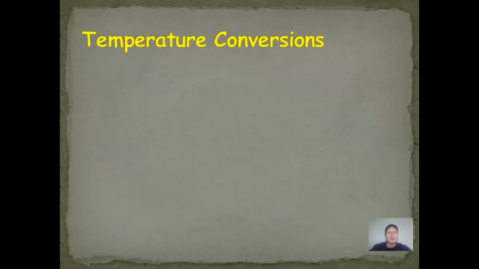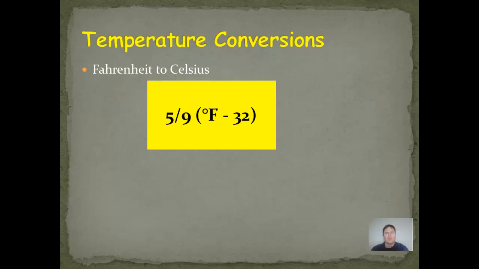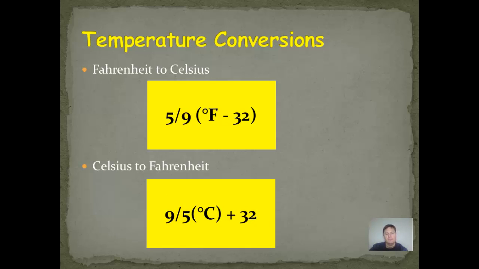Now let's talk about how we convert from Fahrenheit to Celsius, okay, and vice versa. Here is the equation. It's 5/9 times whatever the Fahrenheit degree temperature is minus 32. Okay, doing Celsius to Fahrenheit, it's 9/5 multiplied by the Celsius degree plus 32. You're going to need to memorize these, okay? You're not going to have these on the test. You're going to have to know these.